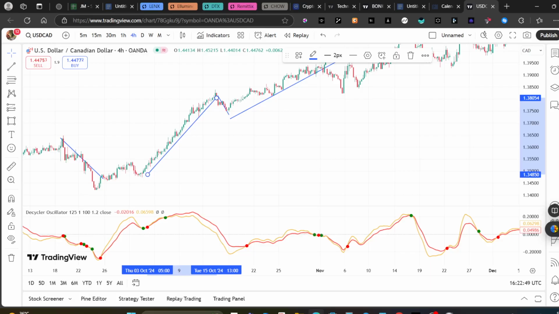So the Decycler Oscillator is a powerful, adaptable tool that can help you identify market trends with more precision and reduce the noise that often leads to false signals. If you're looking to take your trading to the next level, it is definitely worth incorporating into your strategy.